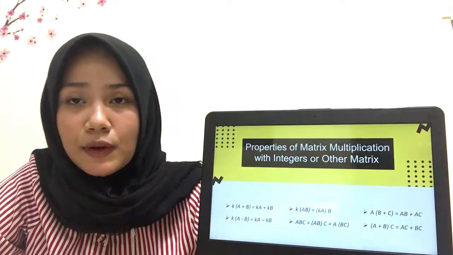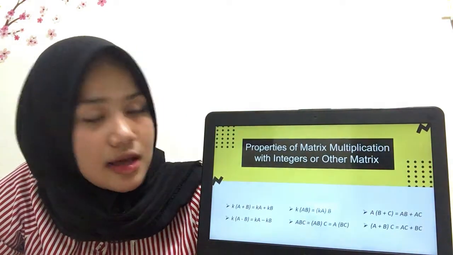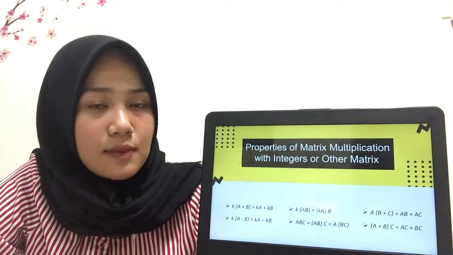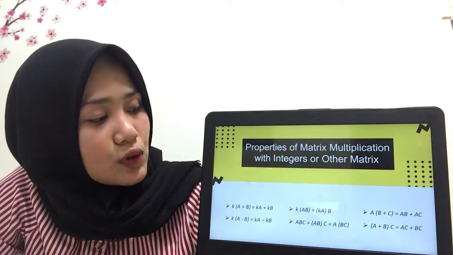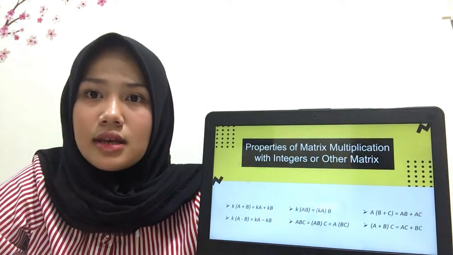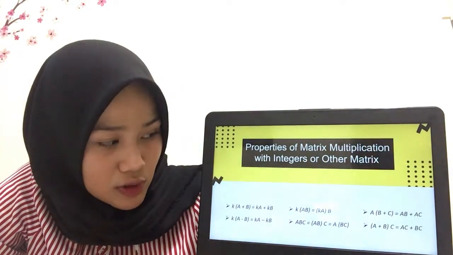And the third property is K multiplied by matrix A multiplied by matrix B in bracket is equal to K multiplied by matrix A in bracket multiplied by matrix B.